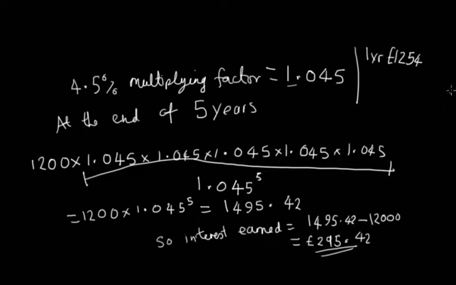Now, we'll have a look at a third question. So imagine now we've got £800 and we have invested this at a rate of R% per annum. After 6 years it has grown to £955.24.